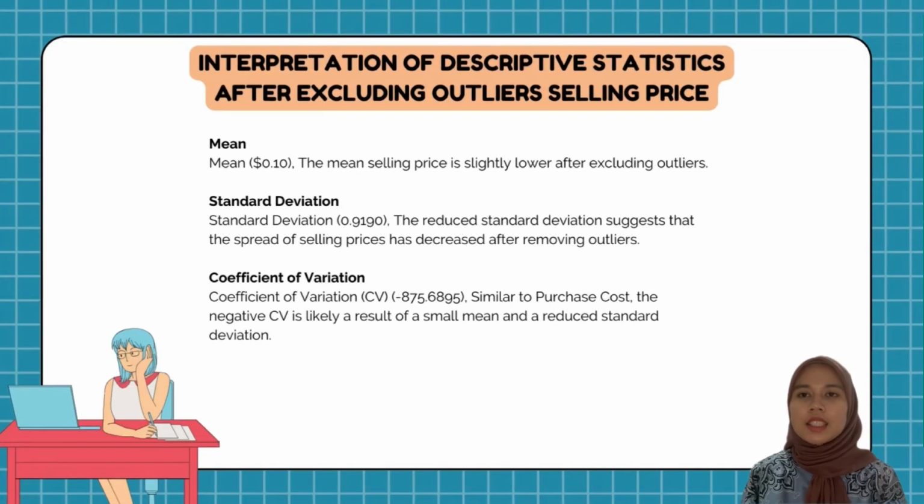For selling price, the mean is slightly lower, which is 10 cents. As for standard deviation, it is 0.9190 and negative 875.6859 for the coefficient of variation.